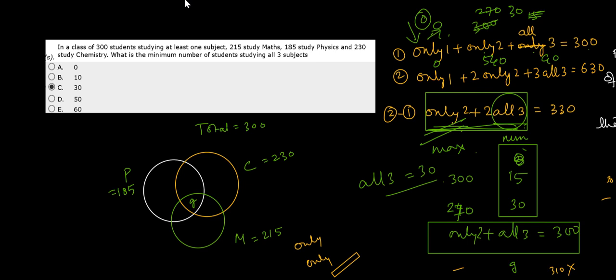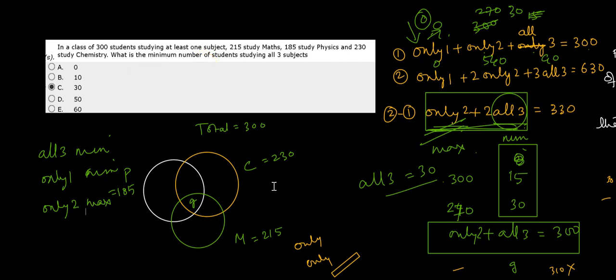Remember this: when all 3 is minimum, only 1 is also minimum, and only 2 is maximum. This is how it works. And the other way around: when all 3 is maximum, only 1 is maximum and only 2 is minimum. Okay, is it clear?